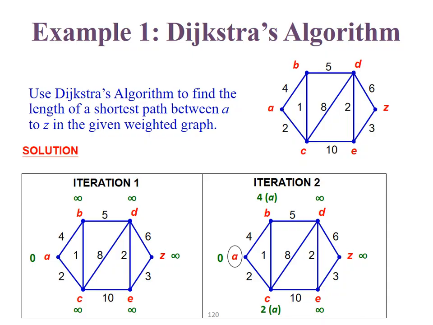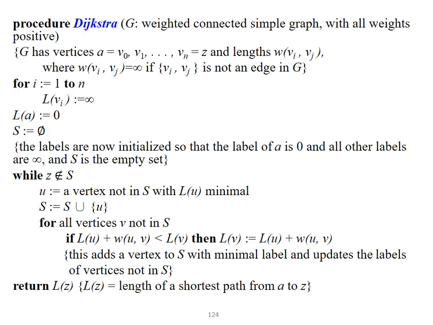Okay, so maybe we can go back to the algorithm. Alright, so let's see, if this condition follows, then the length of V is updated by L(U) plus W(UV). In our case, we have 0 plus 4. Then we update the length of vertex B by 4. Okay, so now you can consider all the other vertices not in S.